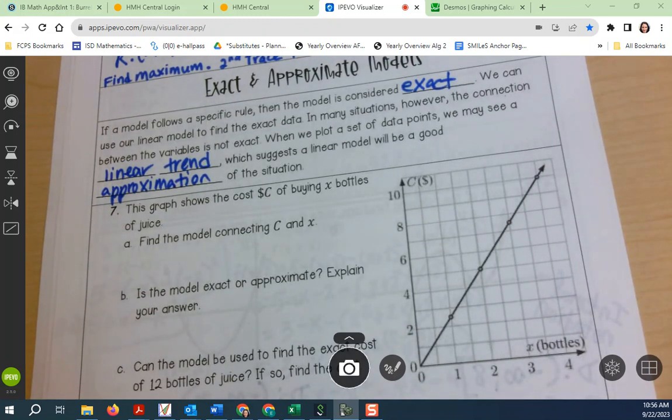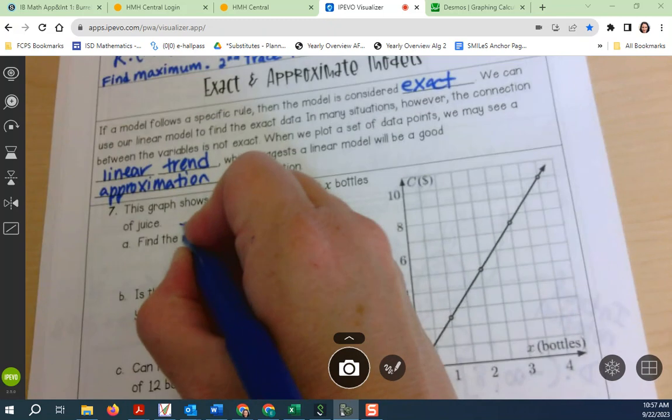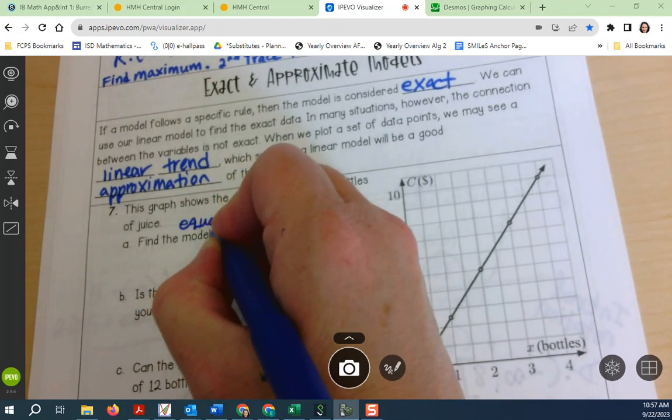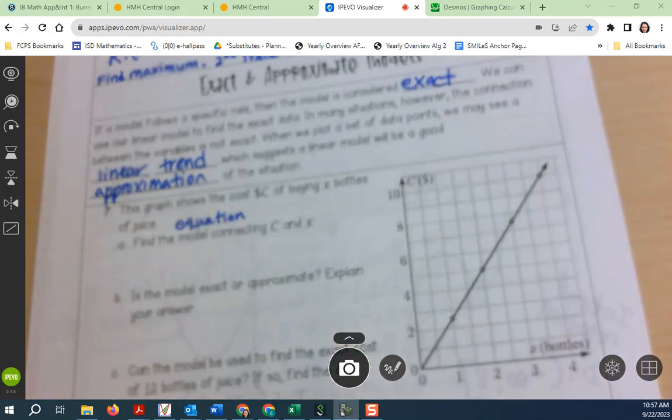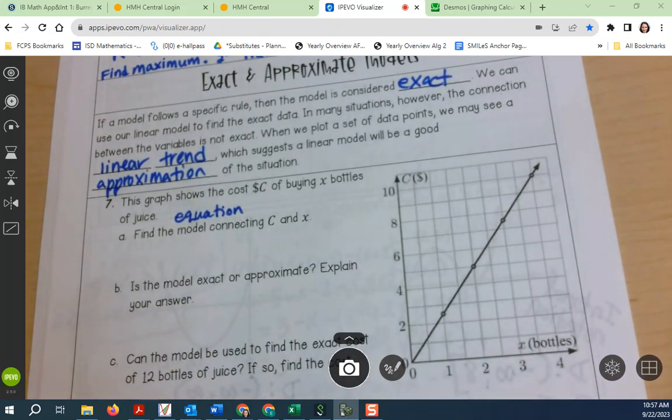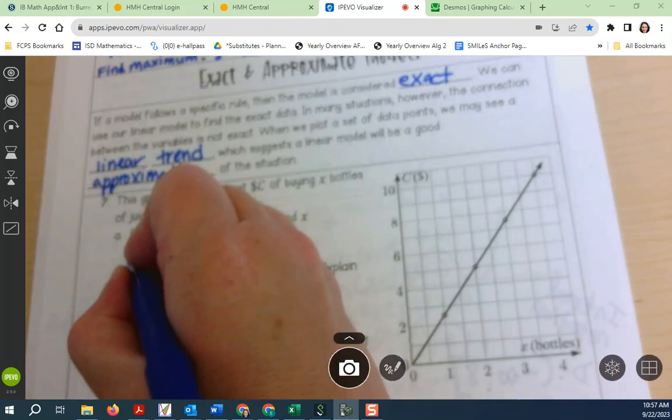Okay, so we have a graph here that's showing C dollars, which is the cost of buying X bottles of juice. So to find the model, they're asking us to find the equation. To find the equation, what do we need? Slope, which is also the gradient. And what else? The y-intercept, yeah.